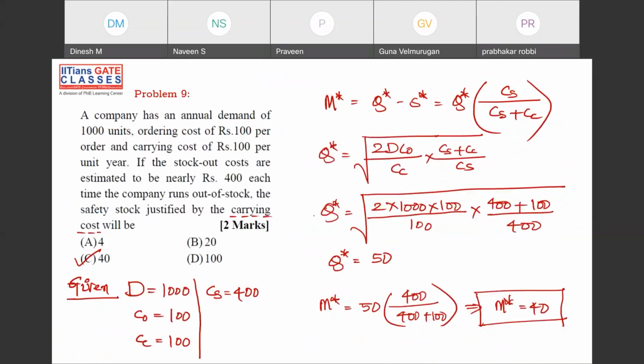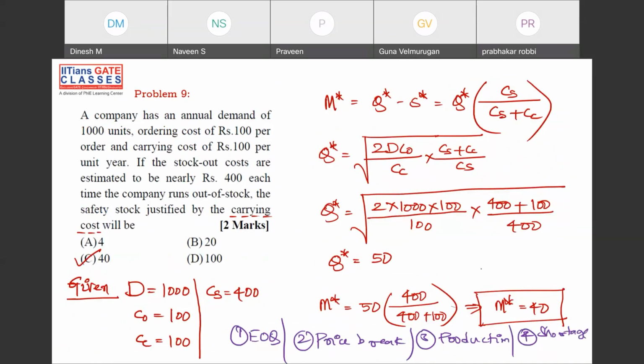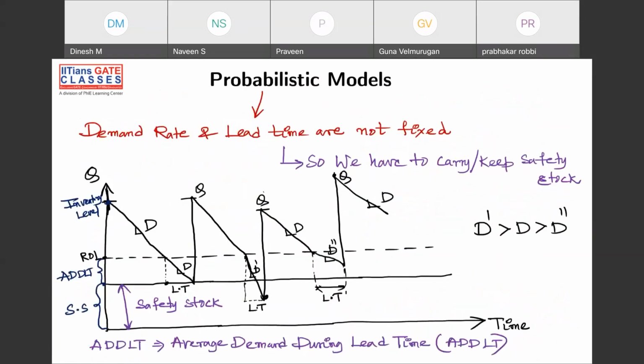So we have discussed 4 models. What are the 4 models? First is the simple EOQ or Wilson-Harris model. Second is the price break model. Then next, the production model, and then we discussed the shortage model. These are all deterministic models where demand rate and lead time are fixed. Next, in the probabilistic model, demand rate and lead time are not fixed.